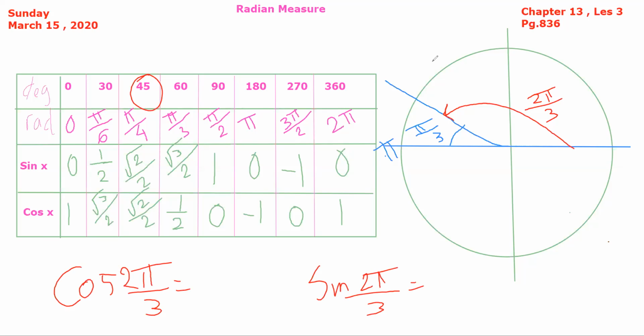So cosine of pi over 3 is 1 over 2, and sine of it is square root of 3 over 2. Now, but I am in quadrant 2. And because I am in quadrant 2, and as we said before also, in quadrant 2 the cosine is negative and the sine is positive. So the cosine here is negative and the sine here is positive.